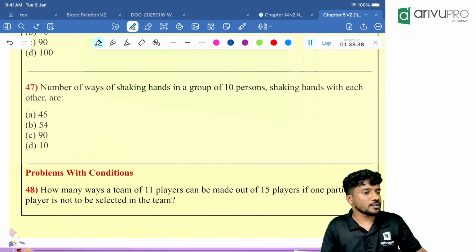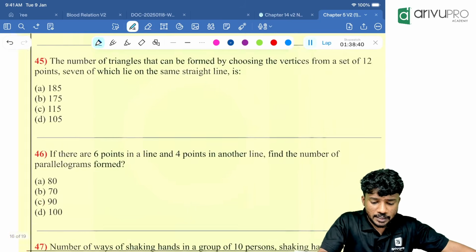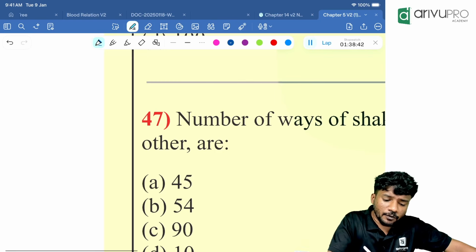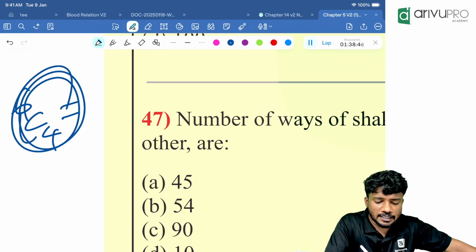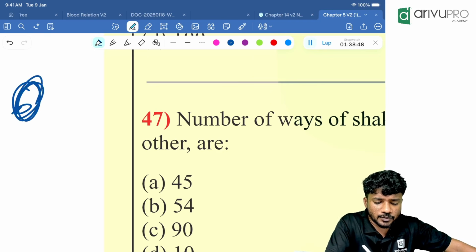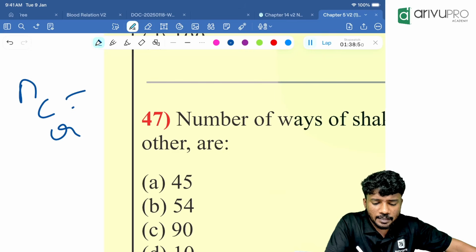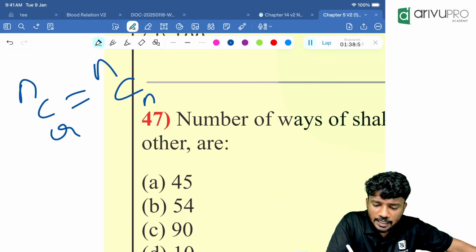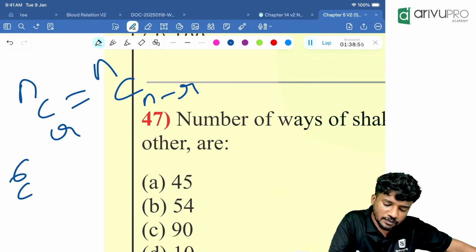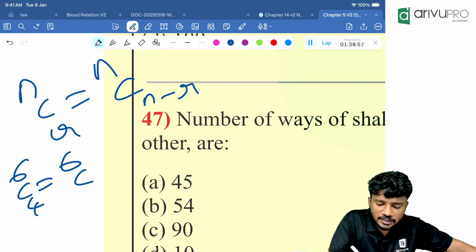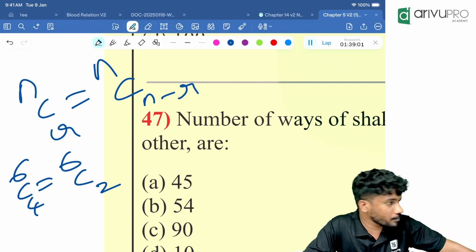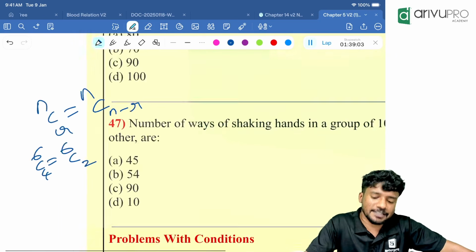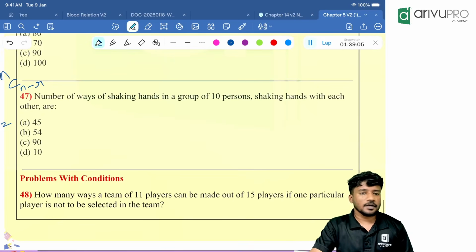Get me the answer for this. How 6C2? How did 6C4 become 6C2? You tell me. NCR can be written as what? NCR can be written as NC N minus R. So 6C4 can be written as 6C, 6 minus 4 is how much? 6C2. That's how it became. Yes, perfect.